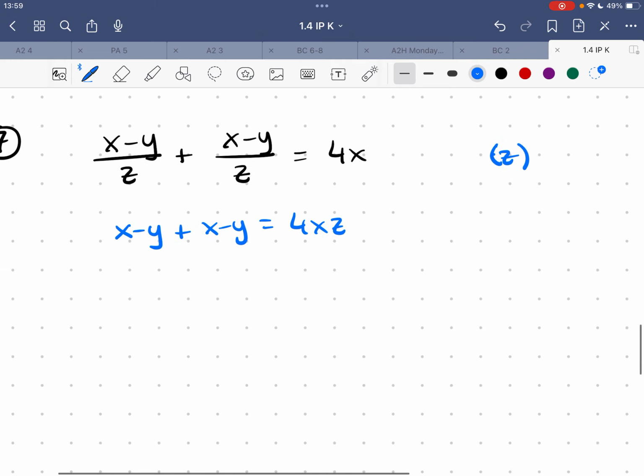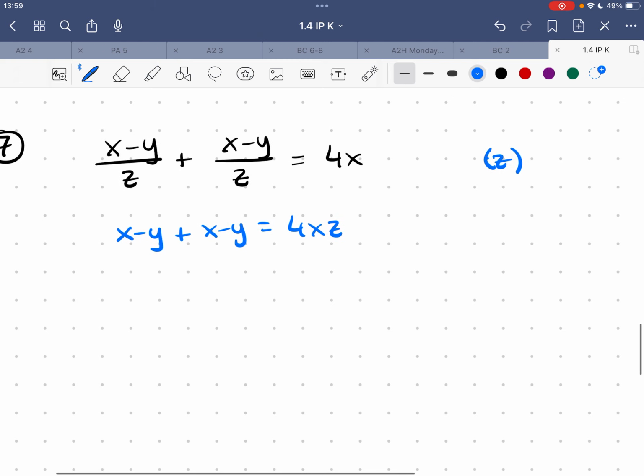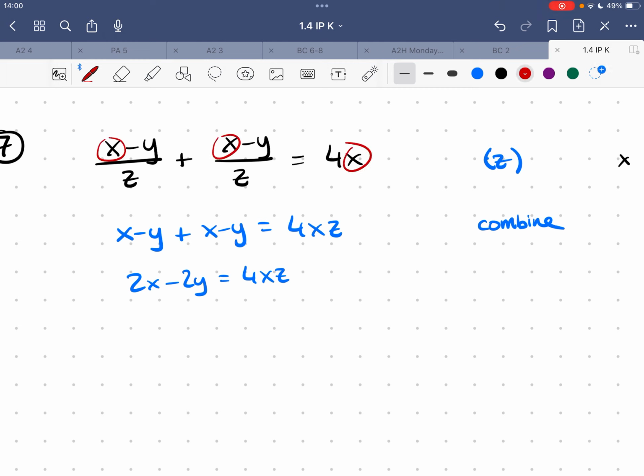Sorry, what am I solving for here? I didn't write that down, did I? I'm solving for x. Okay. So the next thing I'm going to do is combine like terms to simplify the left-hand side a little bit. So this is going to be 2x minus 2y equals 4xz. And now if you look at this, you'll see, I didn't do this with this one, the inspecting of the equation, but here there is an x here, and an x here, and an x here. What I want is to bring them all together.